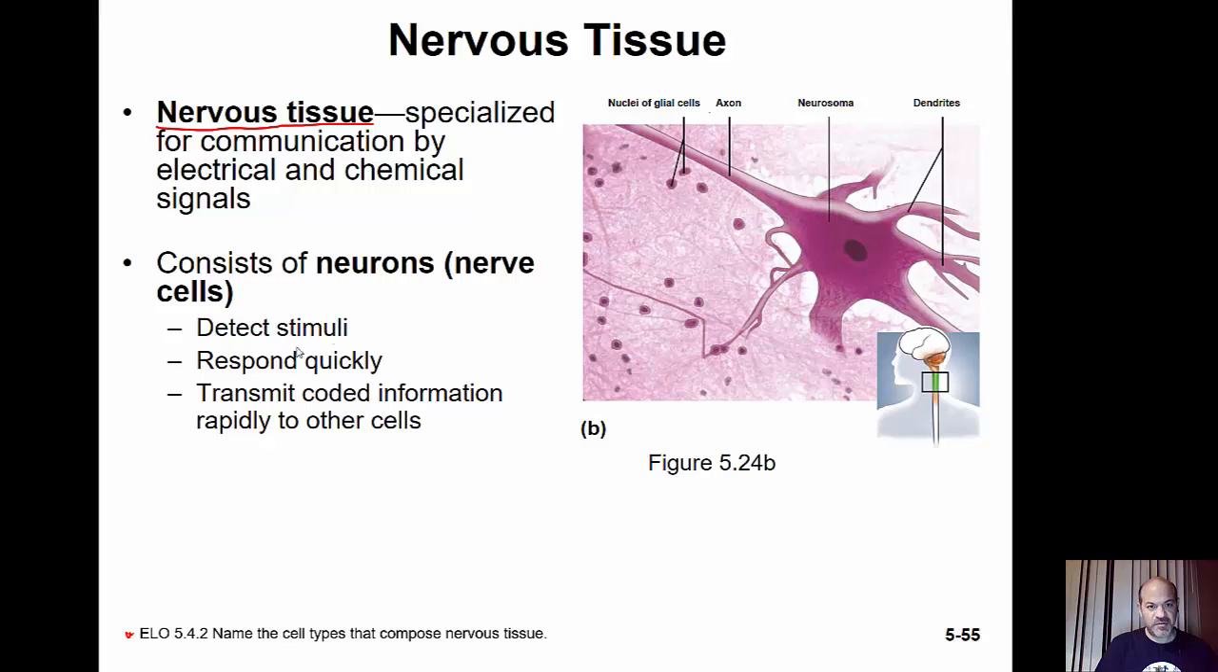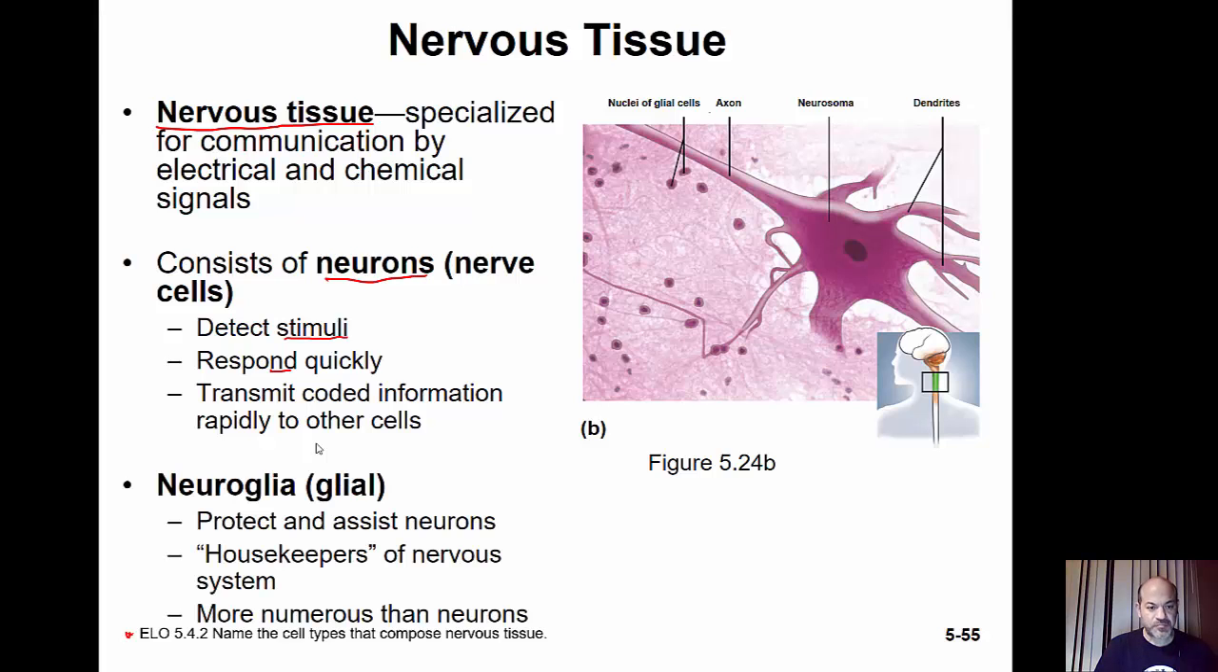It consists of neurons, which are the nerve cells. These nerve cells receive or detect stimulus or stimuli, and then they're going to respond quickly and transmit coded information rapidly to other cells, maybe other nerve cells or to muscles or to glands, but they basically are involved in communication. And then we have these support cells called neuroglia. They're going to protect and assist the neurons. They're the housekeepers of the nervous system. And they're going to be more numerous than the neurons themselves, or the nerve cells.